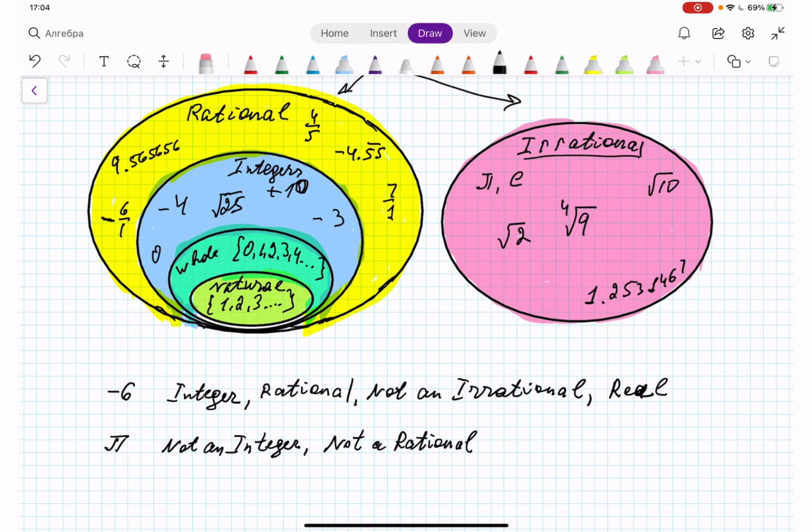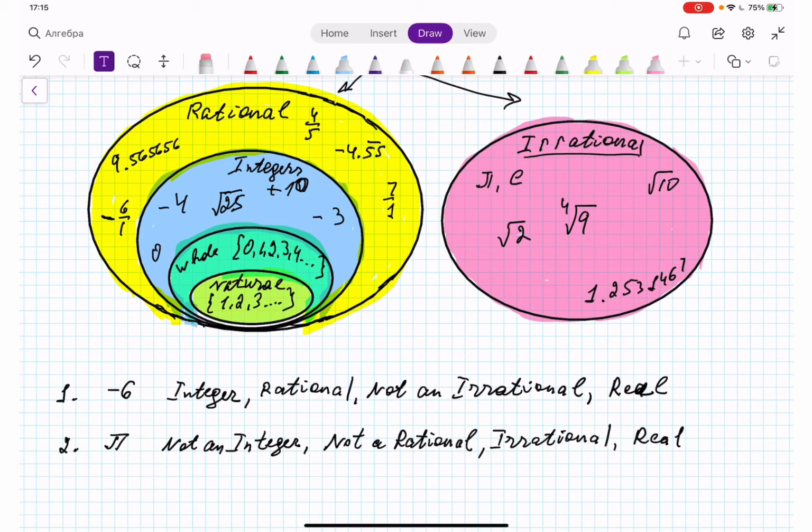Is it an irrational number? Yes, because it's in the pink ellipse. Irrational. And lastly, is it a real number? As we know, all numbers are real.